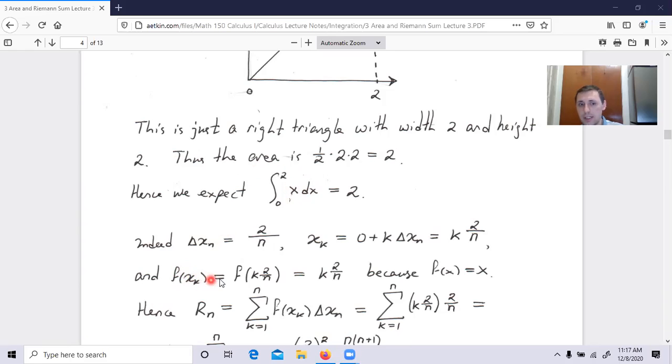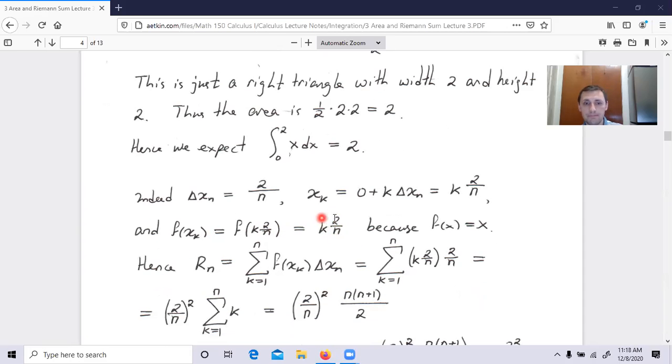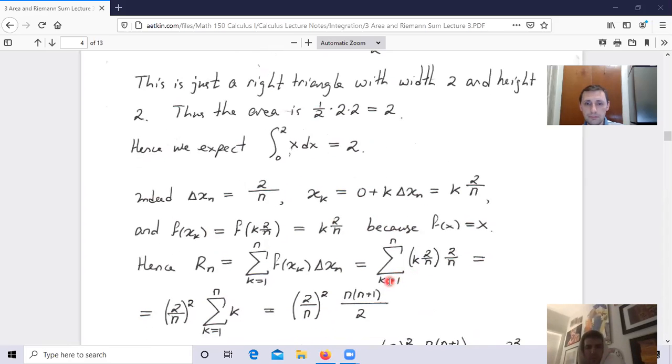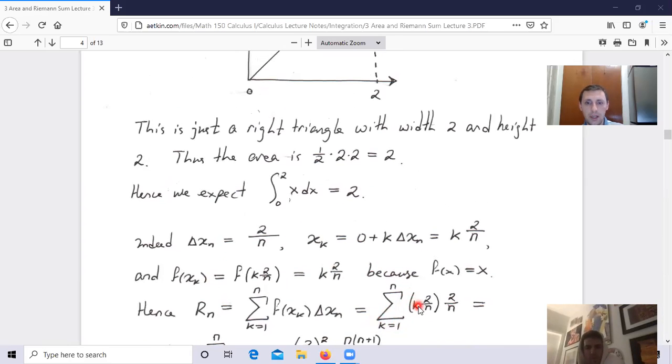F of xk is just xk. But what is xk? It's k displacements from origin, right? So x1 is one displacement from the origin. X2 is two displacements from the origin by that particular width, which is 2 over n, because I divide the interval from 0 to 2 into identical segments. So it's k times 2 over n, right? So I have this formula. Summation from k equal 1 to n, k times 2 over n times 2 over n.